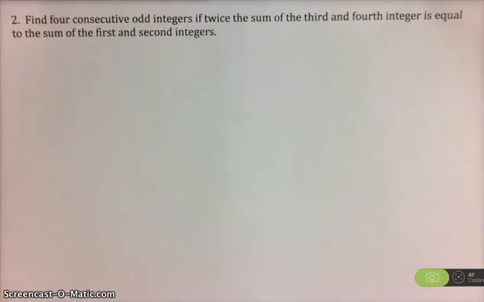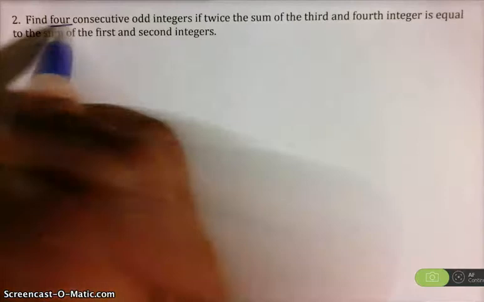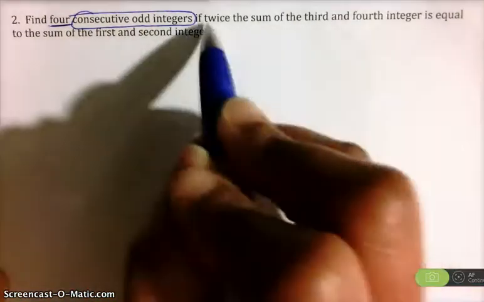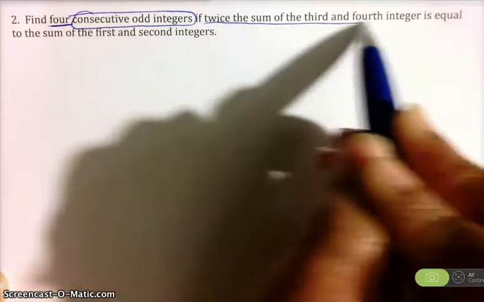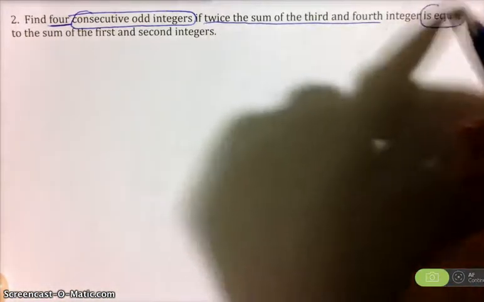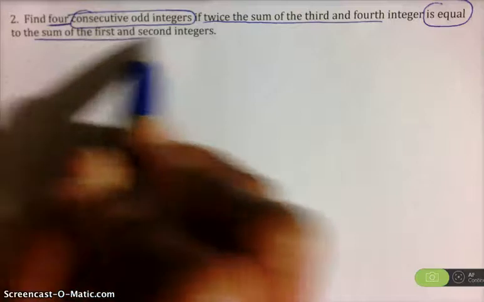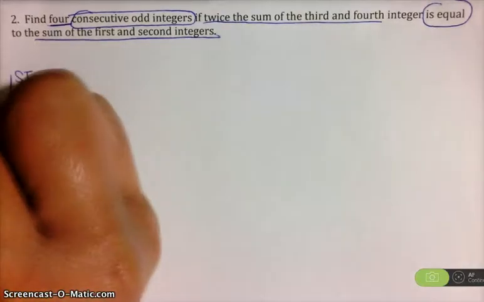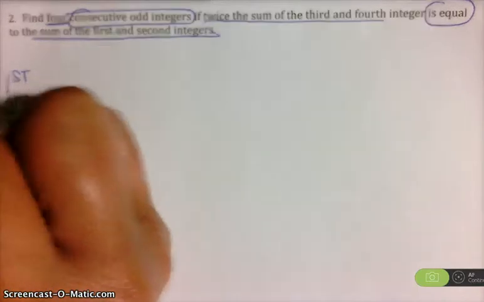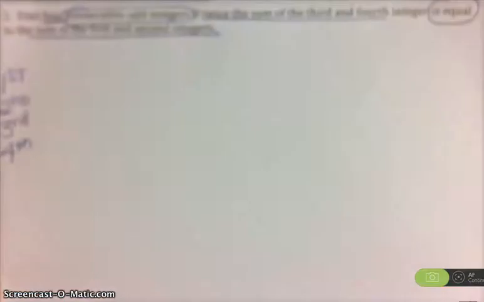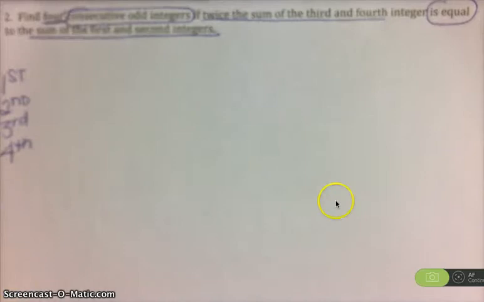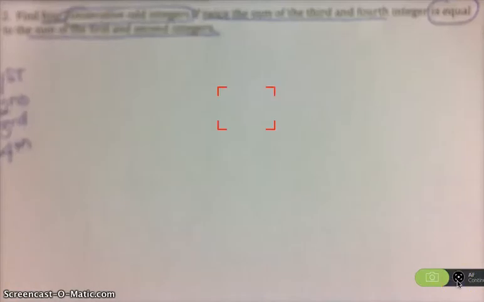Okay, the second problem says to find 4 consecutive odd integers if twice the sum of the third and fourth is equal to the sum of the first and second. Okay, so here we have 4. So it's first, second, third, and fourth. They're odd, and your odd numbers we know are 1, 3, 5, 7. And even though they're odd, they are increasing by 2 as well.